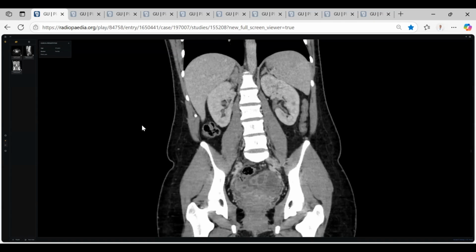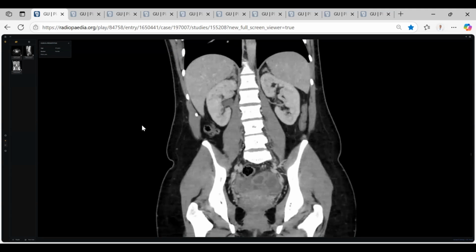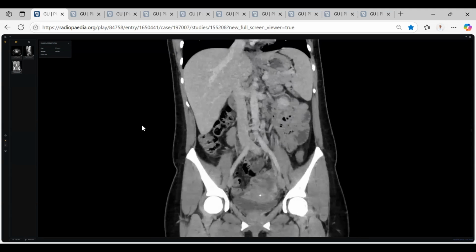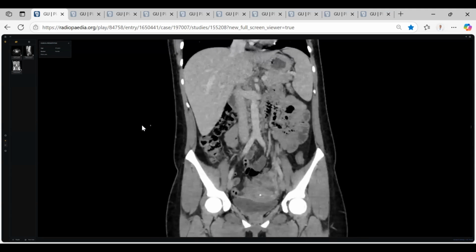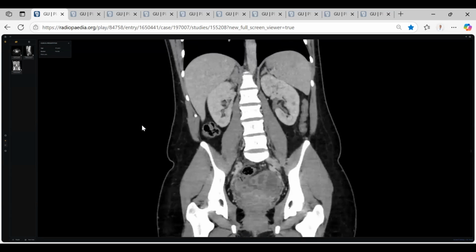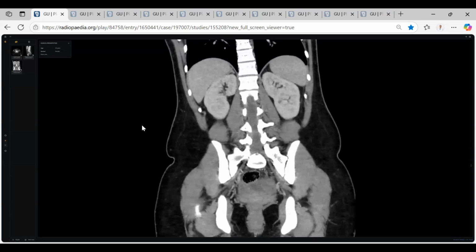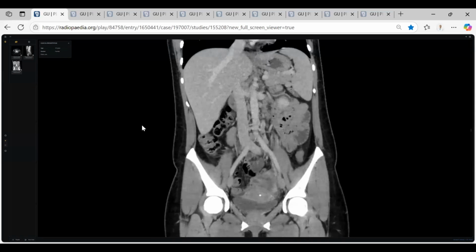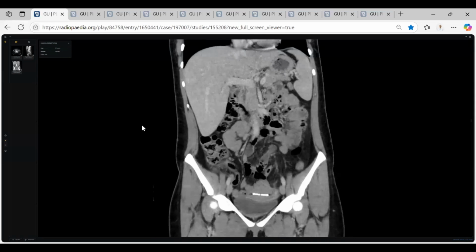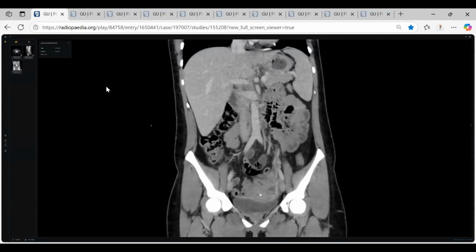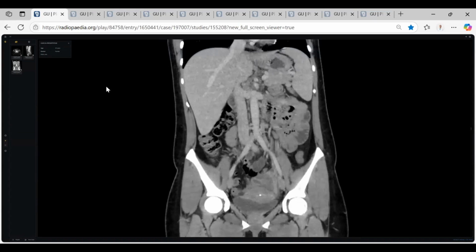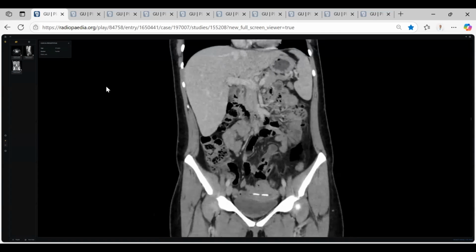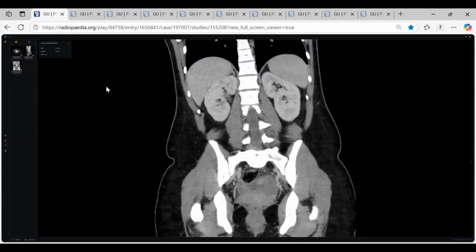And what about interventional radiology? As this is an abscess, I will also discuss with the IR team regarding drainage of the pus in this case. Thank you, doctor. This is a case of pelvic inflammatory disease complicated by tubo-ovarian abscess.